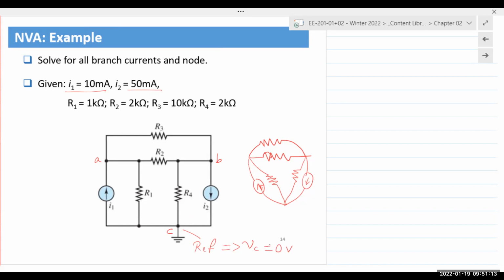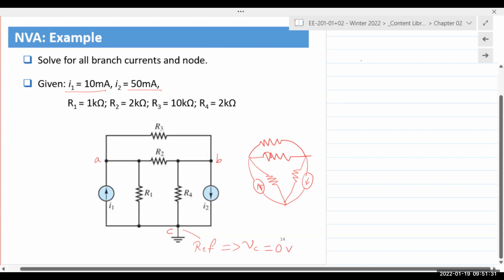Also, R2 and R3 are in parallel. So I can combine those two together to have just one single resistance. So this answers the other question. Can we use some other techniques before we begin analysis? Then you can absolutely do that. R2 and R3 are in parallel. You can combine it into one single resistance.